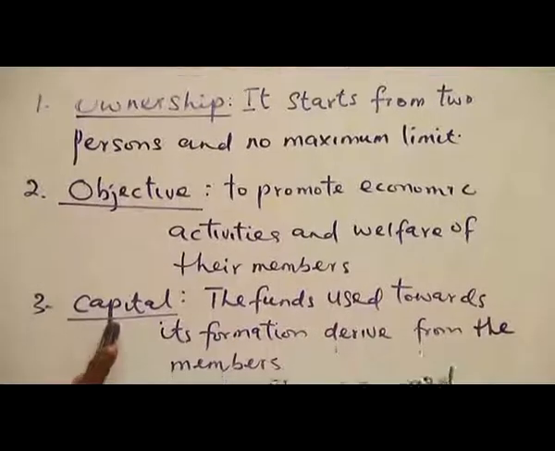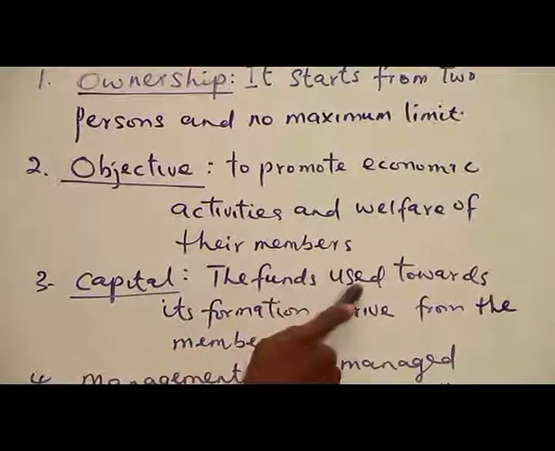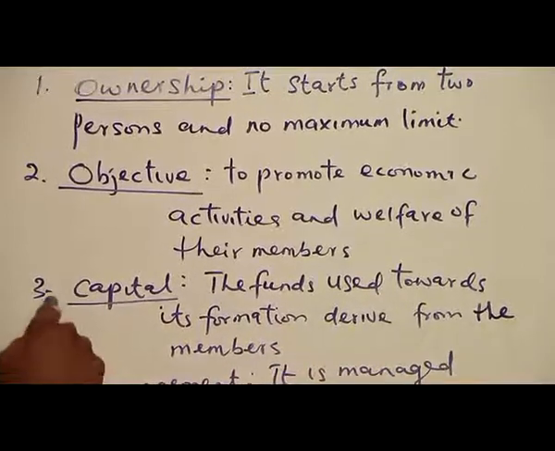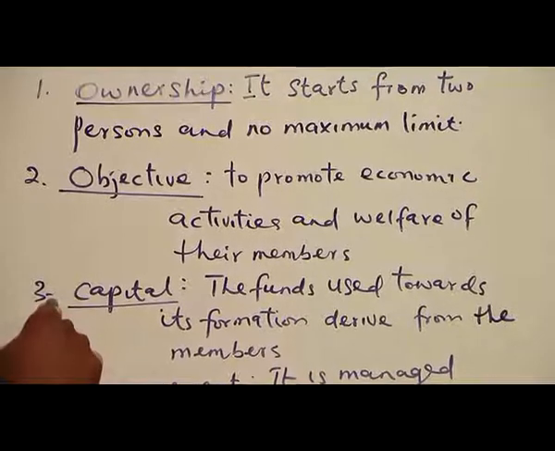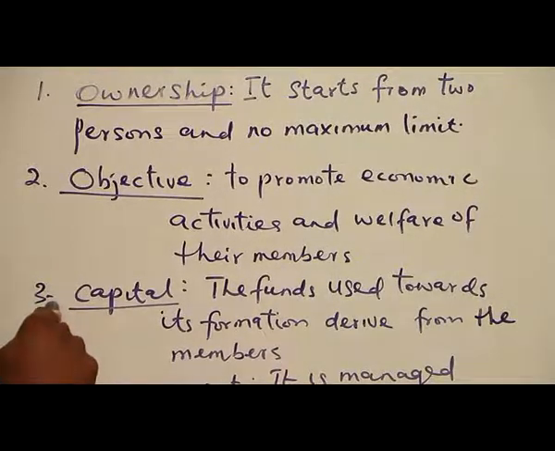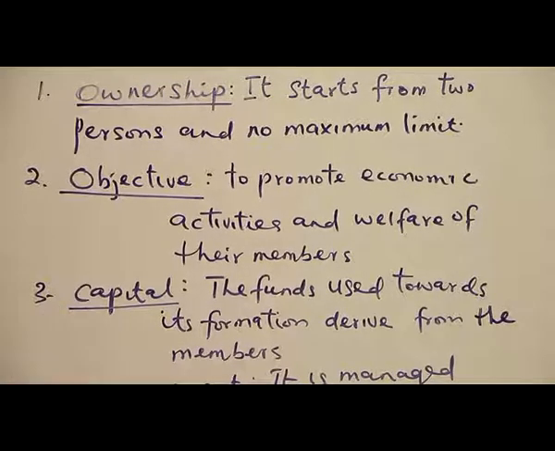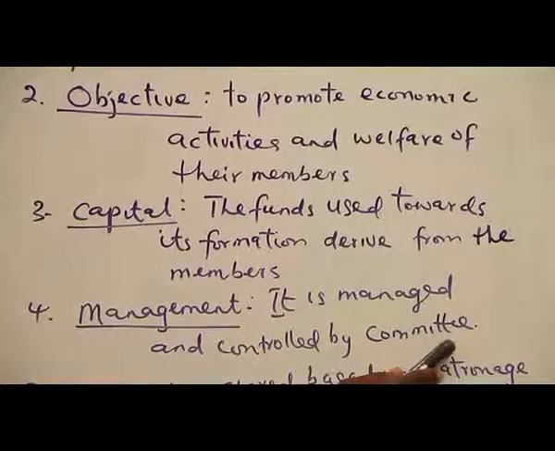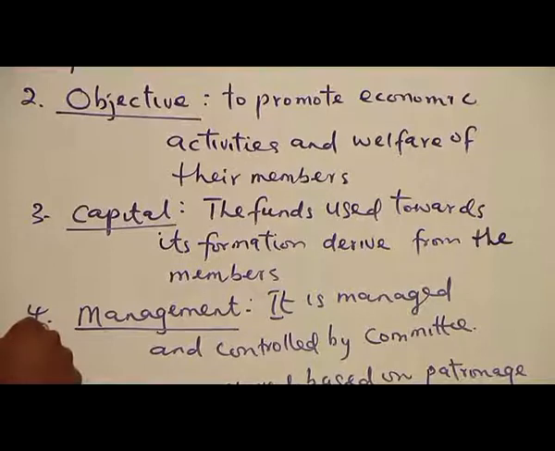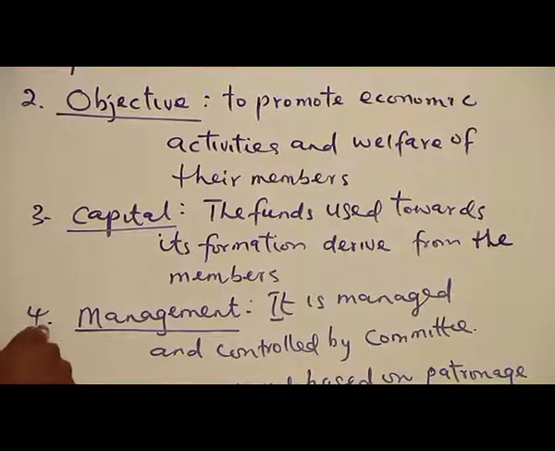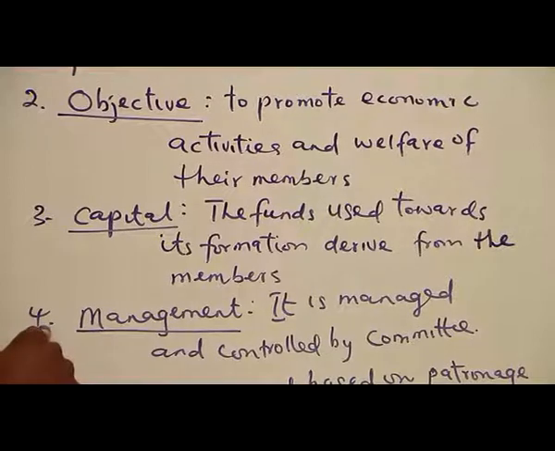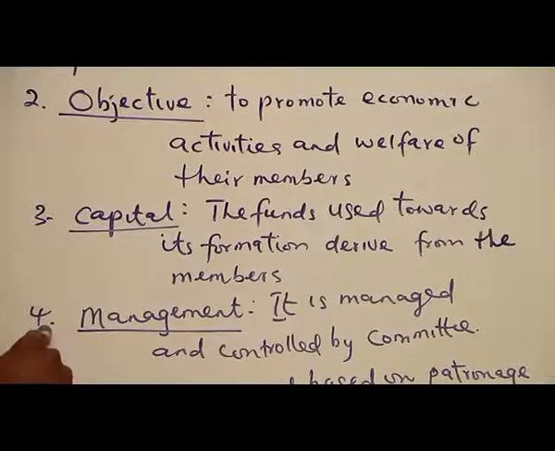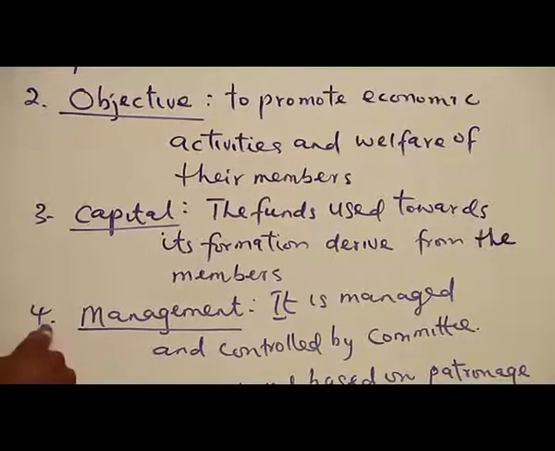Number 3, capital. The funds used toward its formation derive from the members. That is, capital being introduced into the business unit, that is, cooperative society, comes from the members. Number 4, management. It is managed and controlled by a committee. The members of the cooperative society are the ones responsible for electing those people that will manage the society. But the society is managed by the committee, being elected by the members.